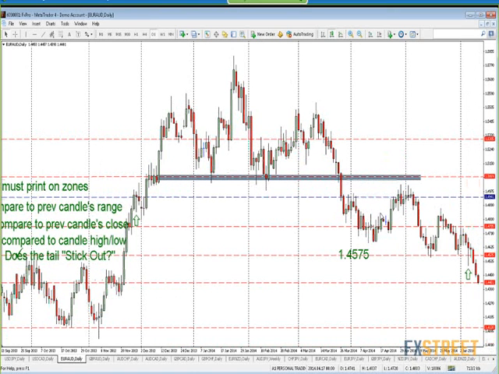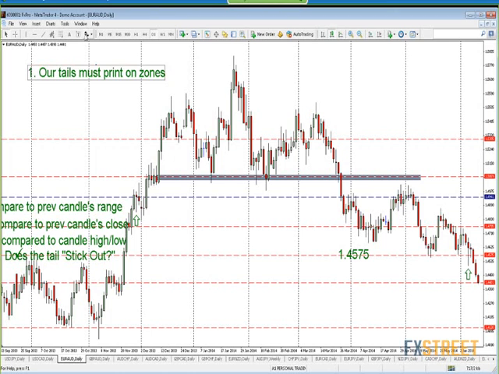So Pedro's talking about, where's March 5th? Here it is. Okay. So let's talk about our rules. Our tails must print on zones. So let's first of all mark the candle. It's right here, right? This is, I believe, the one he's talking about. Okay. So does the candle print on the zone? No. It's not on top of this zone, and it's not on this one. It's in between them. So that's a negative.